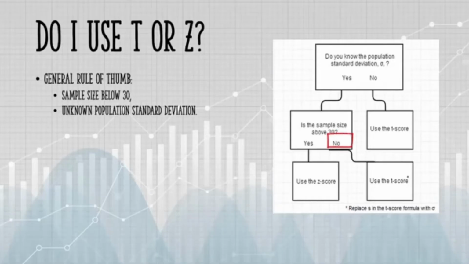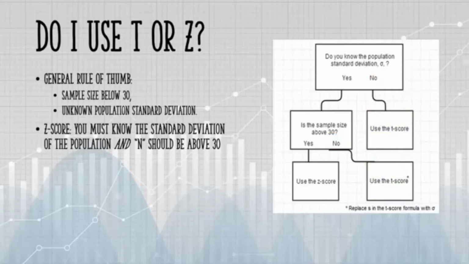If your sample size is below 30, or if you have an unknown population standard deviation, you'll need to use the t-score. In order to use a z-score, you must know the standard deviation of the population, and your sample size should be above about 30. This diagram outlines the rule of thumb, but note it is a rule of thumb. There is a bit of a grey area, so you may want to refer to your textbook or ask your professor which one he would prefer you to use.